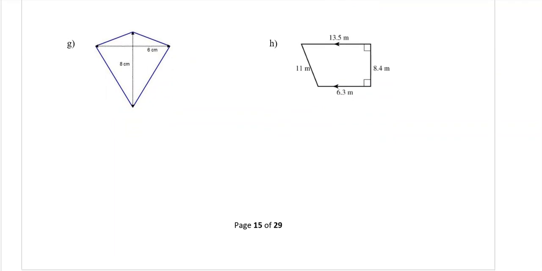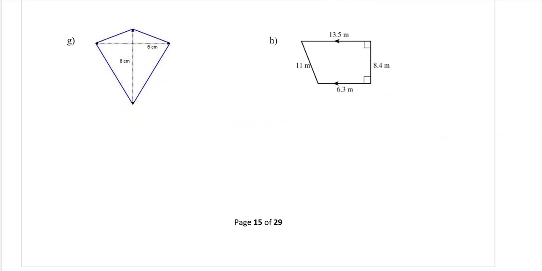G. This shape is a kite because you have the 2 smaller sides at the top and then 2 big long ones underneath here. The formula for a kite is A equals half xy. The x and the y are the diagonals, so this diagonal is 6 and this one is 8. So it will be half times 6 times 8, which is equal to 24 centimeters squared.